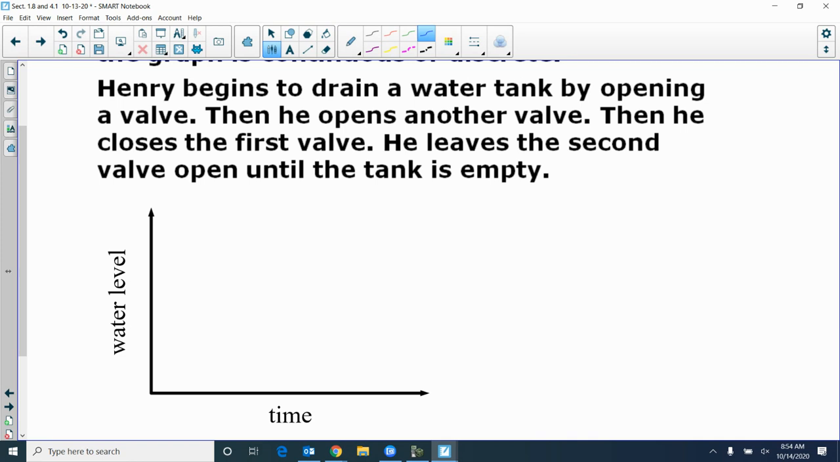Let's say the water level started here. While the first valve is open, how is that going to change? Is the water level going to increase or decrease? Joe? It's going to decrease, and at a steady rate. So you want a steady line going down.